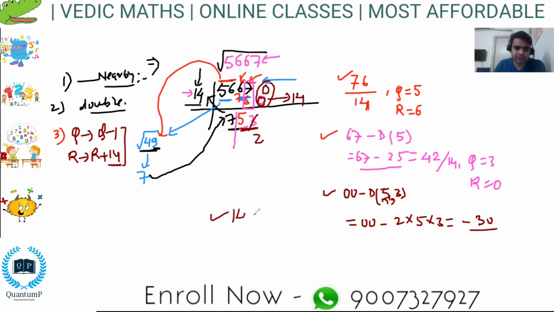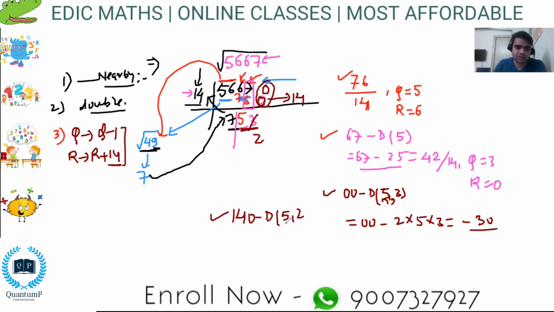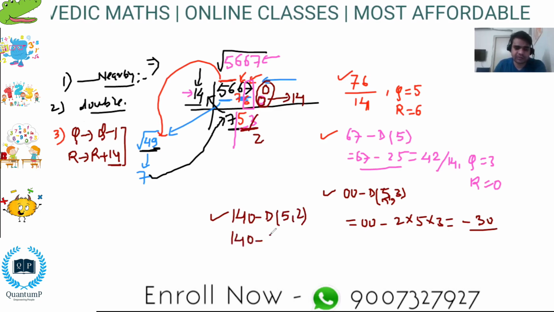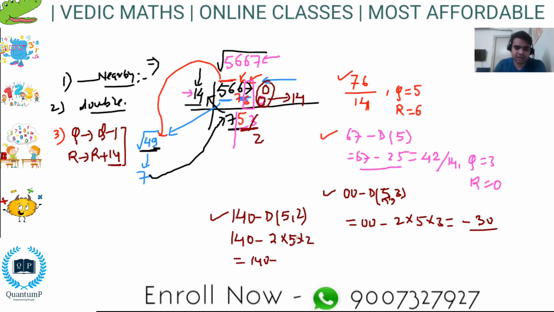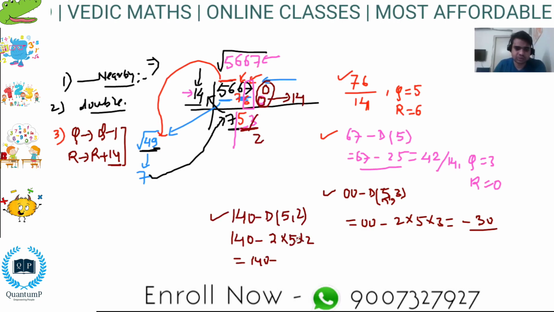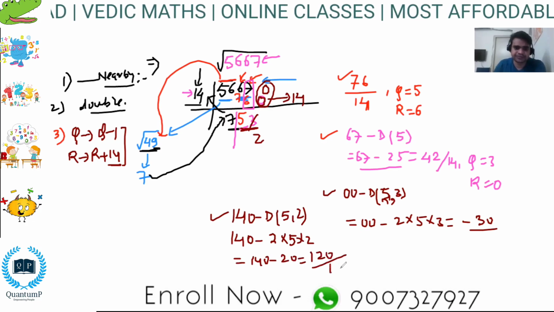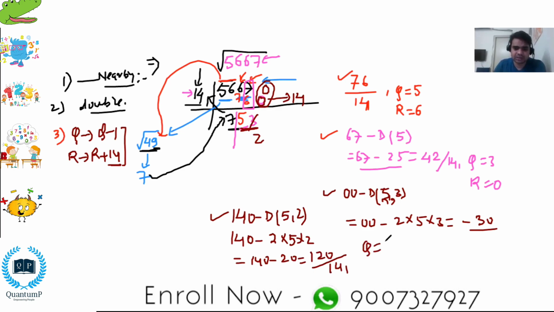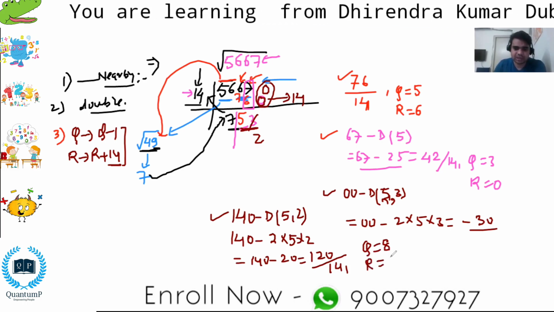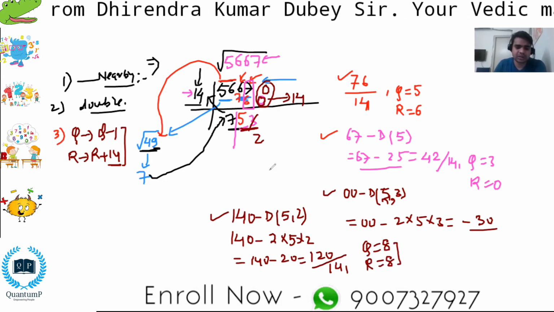We have 140 now. 140 minus duplex of 5 comma 2. So 140 minus duplex of 5 comma 2 means 2 into 5 into 2, which is 20. So 140 minus 20, we have 120 divided by 14. 120 divided by 14, quotient is 8, right? And remainder is 8 again, right? So write quotient as 8, remainder as 8.